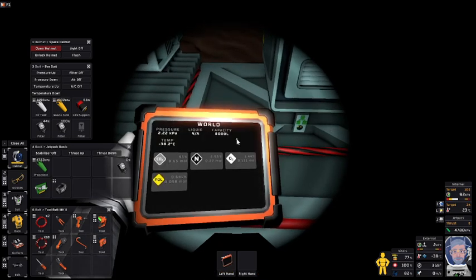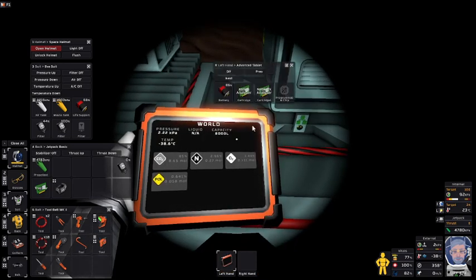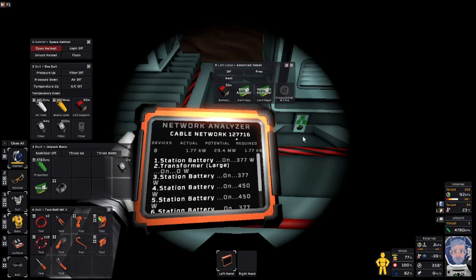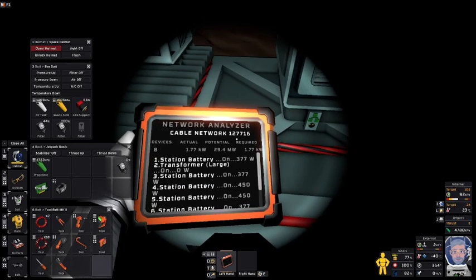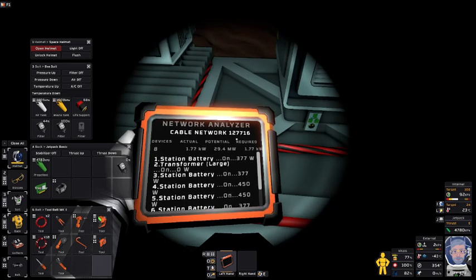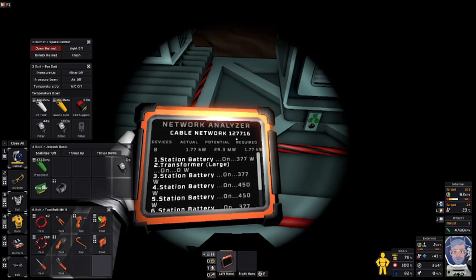Whoop, I need to change over to my correct network analyzer. So in Stationeers, as you can see, when you look at a cable, you don't get voltage and amperage. You get the actual use in kilowatts, okay, thousands of watts.